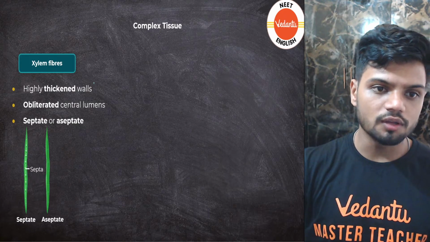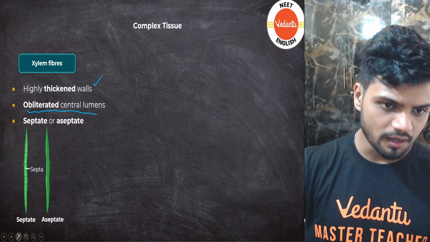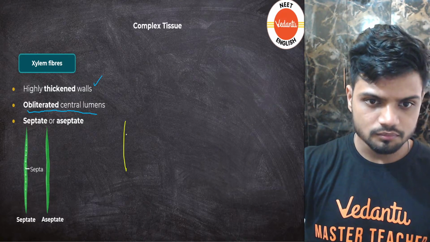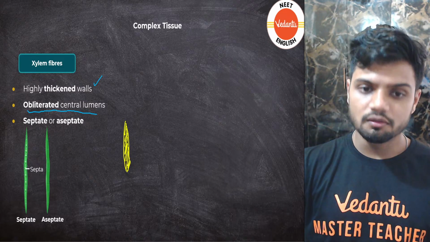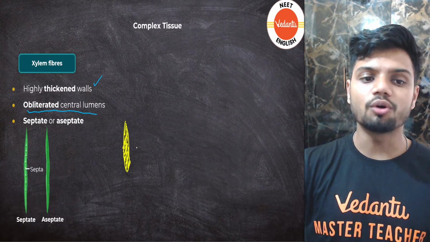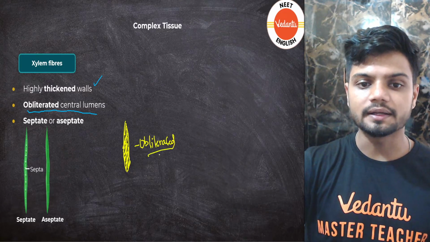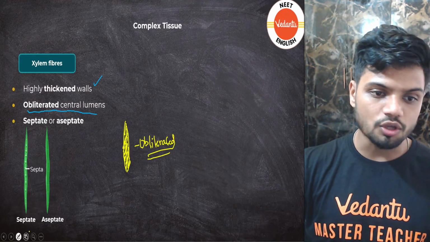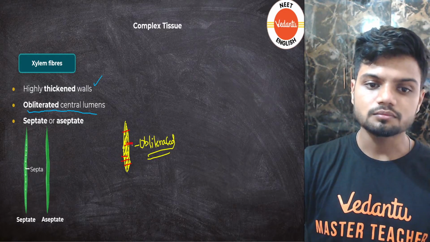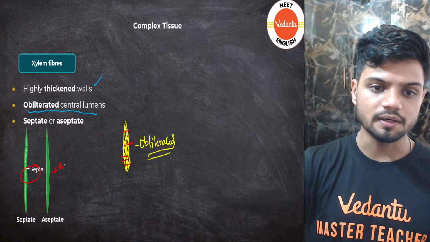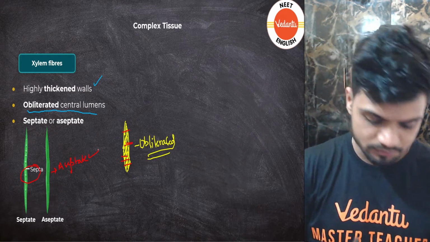All of you know. Non-living, highly thickened walls. Obliterated central lumen. What is the meaning of this? Understand. This is a tissue, right? These are fibers. Inside part is called lumen. When the lumen is completely filled, that is called obliterated. Now, what is the meaning of septa? Septa means cross wall formation. Sometimes there is cross wall formation; that is called septate. No cross wall formation is called aseptate. Then aseptate and septate.